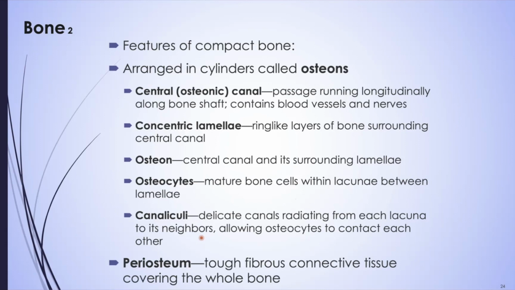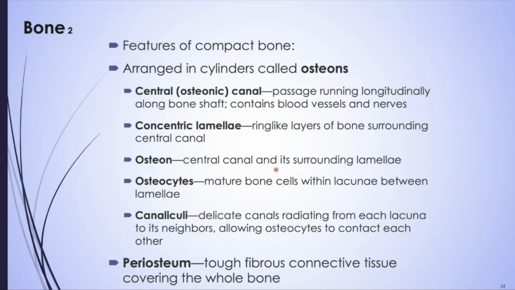So your bone is going to be arranged in these cylinders called osteons. The center of that is the osteonic canal, or the central canal. It's going to run the length of the bone shaft, and that is where you're going to find your blood vessels and your nerves. Then you have concentric lamellae. Those concentric lamellae look like rings. If you can imagine the rings of a tree, that's what it looks like. Then you have your osteons. An osteon is the central canal and its surrounding lamellae.